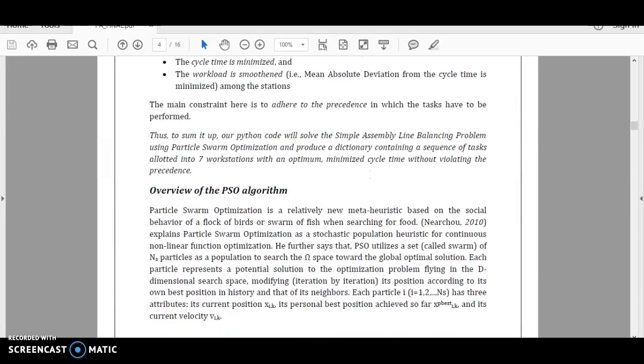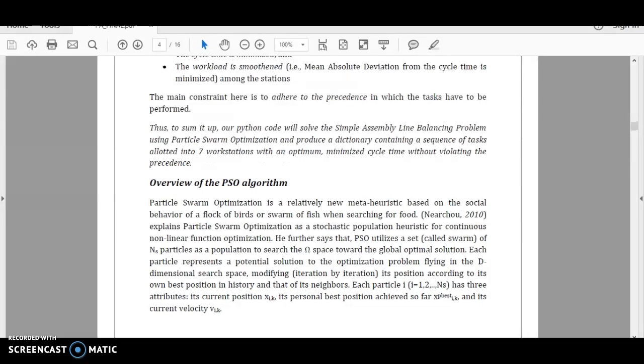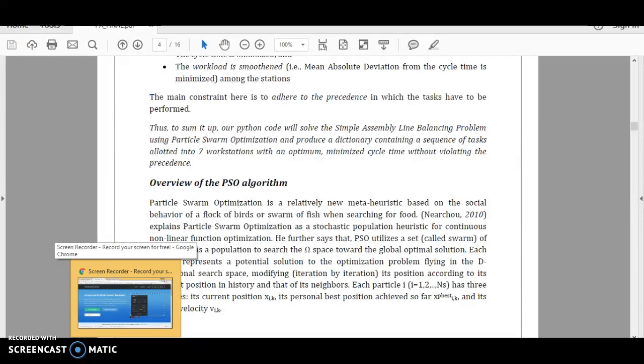The heuristic which we have used for this is particle swarm optimization, which is a relatively new meta-heuristic based on the social behavior of a flock of birds or a swarm of fish searching for food in a given search space. To understand particle swarm optimization a little better, I will take you through a YouTube video.